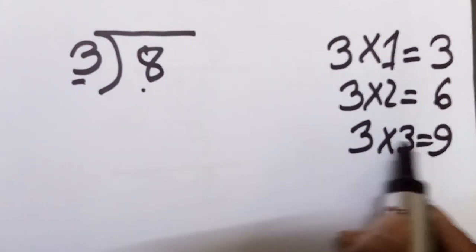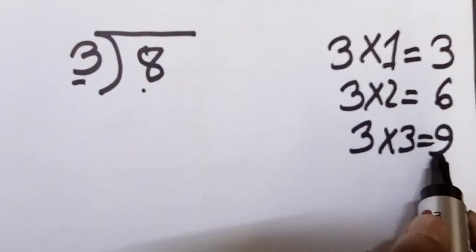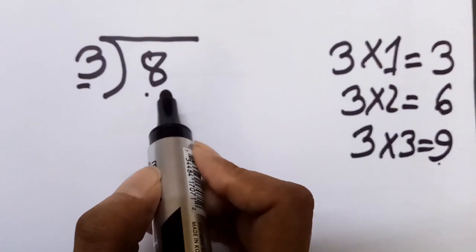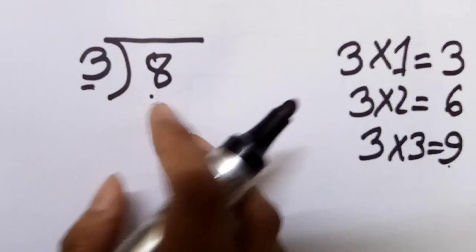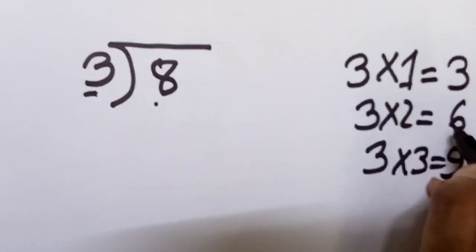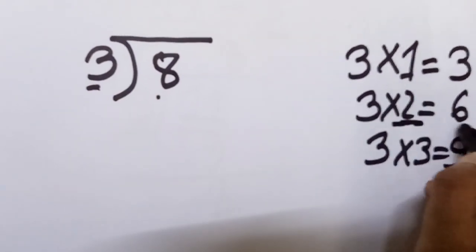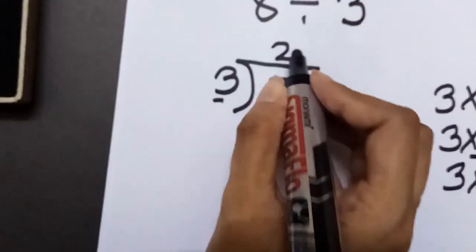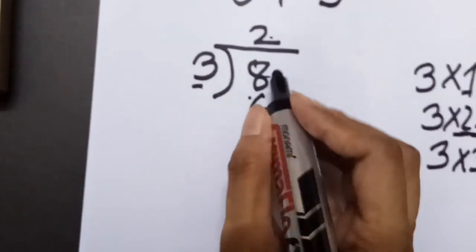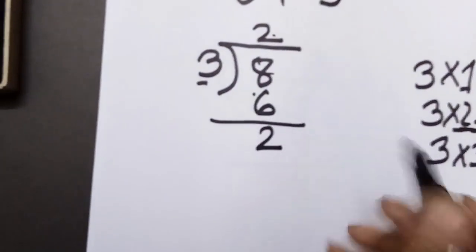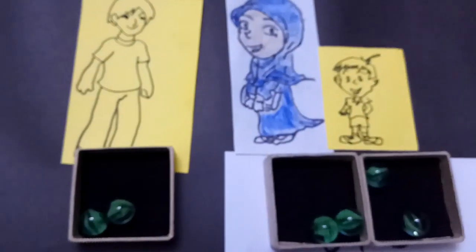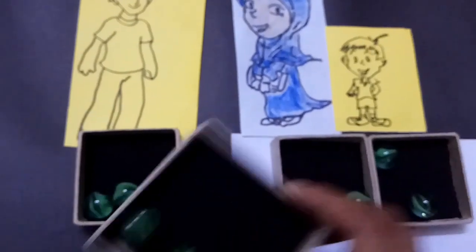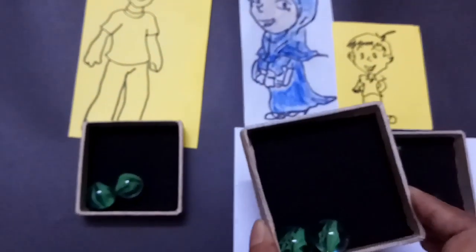We have 8, but 3 3s are 9. 8 is smaller than 9 and we can't subtract that. That's why we are taking 2. 3 2s are 6. 8 minus 6 is 2. Now we can give everyone 2 marbles and 2 marbles will be left.